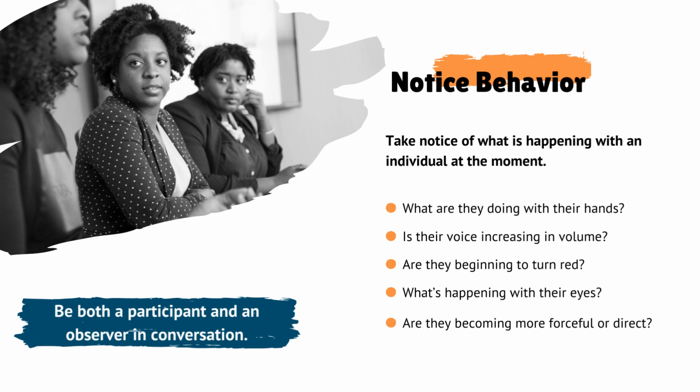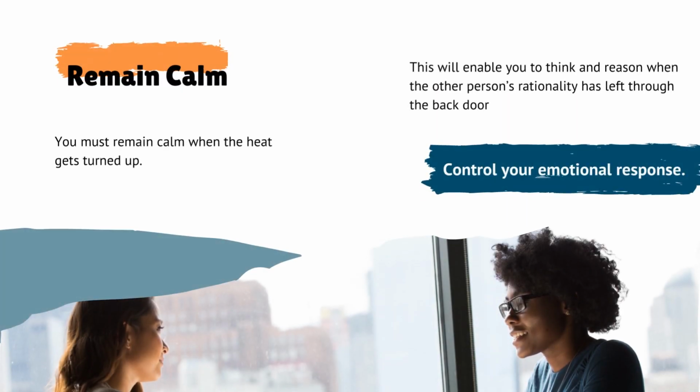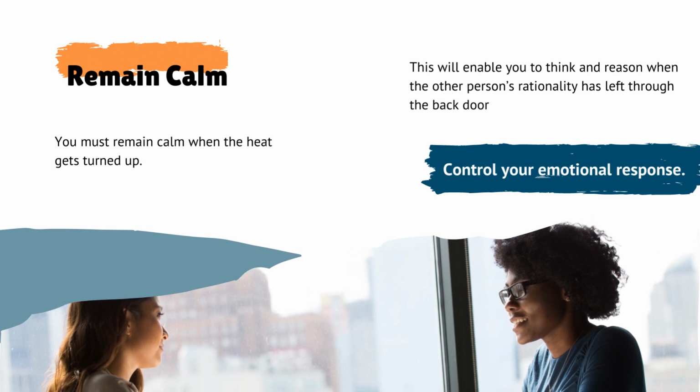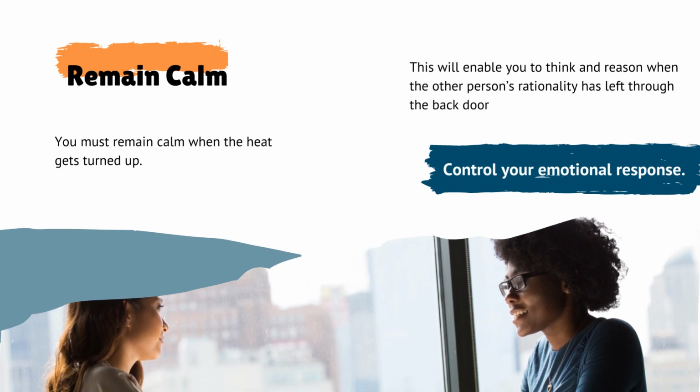Be both a participant and an observer in conversation. Remain calm. If you begin to match the other person's emotional intensity during the conversation, you will only escalate the other person's feelings or emotional state. You must remain calm when the heat gets turned up. This will enable you to think and reason when the other person's rationality has left through the back door. Control your emotional response.